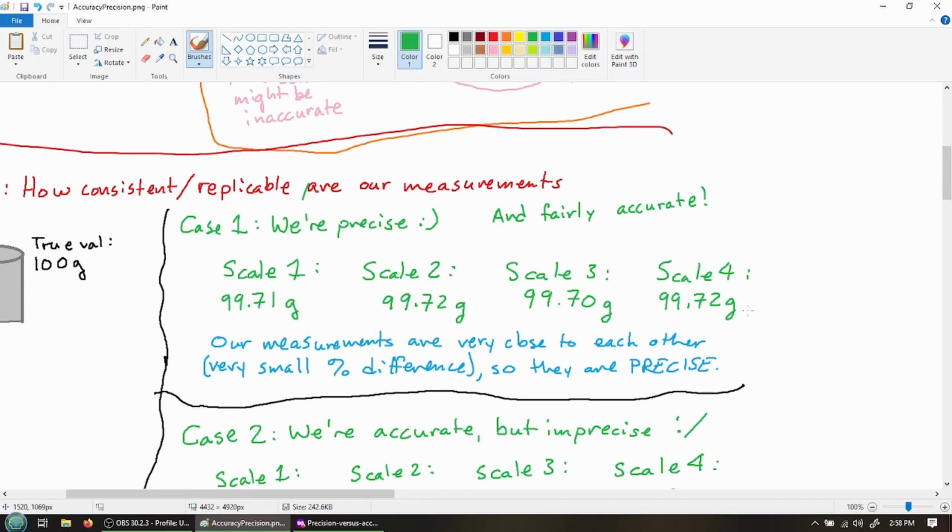But that 99.7 in this case is pretty precise because we've gotten that every time. It may not be exactly accurate because we're looking for 100, but the standard deviation of these 4 measurements in case 1 is going to be pretty similar. So I hope that this helps to clear up some of the ideas about accuracy and precision.